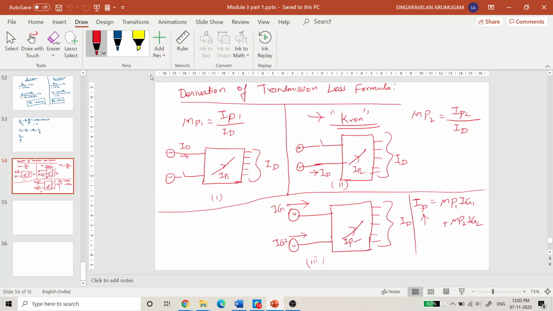In the second case, if the first generator is off and the second generator is on, then the current is IP2, and MP2 is nothing but IP2 divided by ID. If both generators are turned on, then the current is IP, and if you add MP1 IG1 plus MP2 IG2, I get the total IP. With this setup, we are going to get the formulation for the transmission loss.